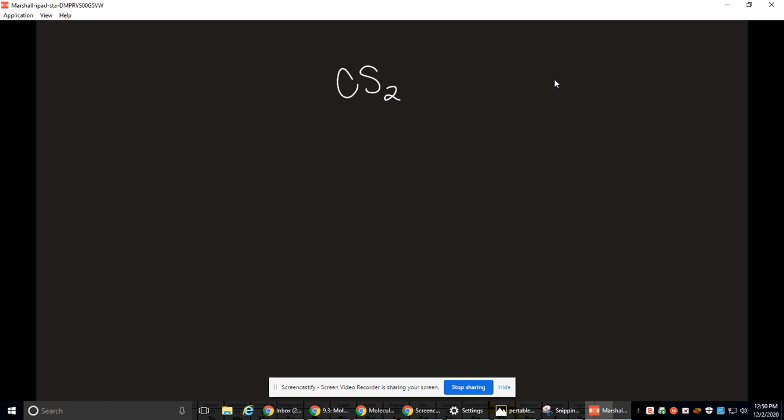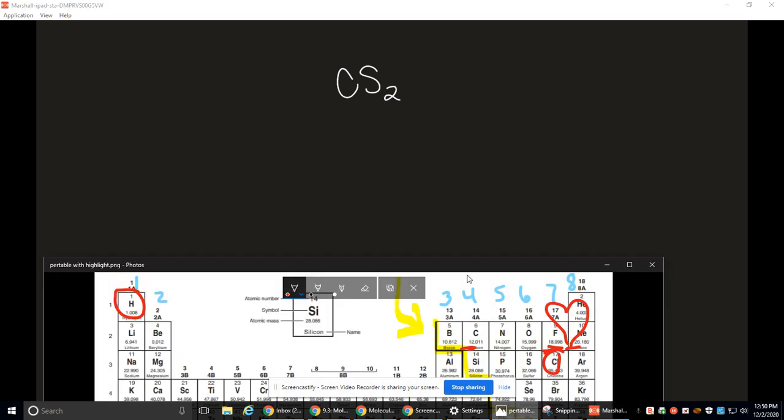For the next one, we have CS2. So again, we're going to look at our periodic table. Carbon is in group 14, so it has 4 valence electrons. Sulfur is in group 16, so it has 6. We're going to go ahead and put carbon in the center. Carbon is very friendly, likes to pair up with everybody. So we have carbon in the center. We're going to put 4 dots around it. 1, 2, 3, 4.